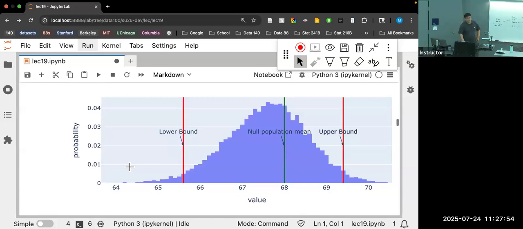Okay. Any questions so far before we talk more about this distribution and these estimates? Okay.